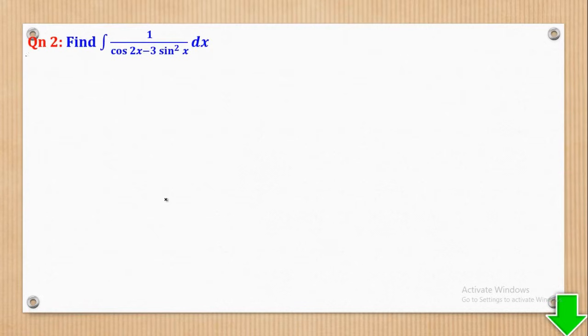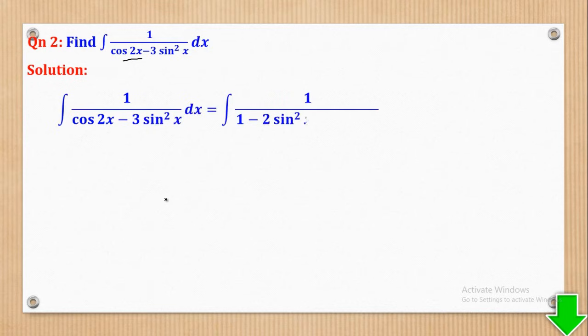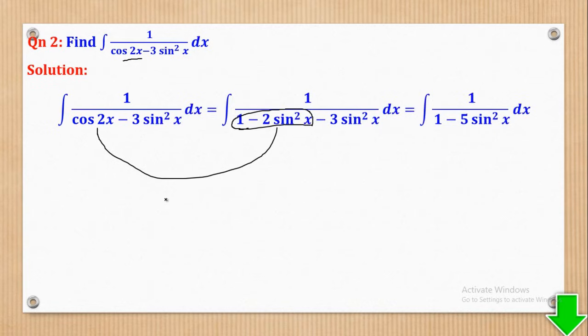So now we shall go to question 2, which is that find this integral. Now when you look at this integral, the angles are different. This is x and this is 2x. So that means that we have to express this one in terms of x by using the identity that cos 2x is the same as 1 minus 2 sine squared x. So this one is replacing this. Then when I collect like terms, I'll come up with 1 over 1 minus 5 sine squared x with respect to x.